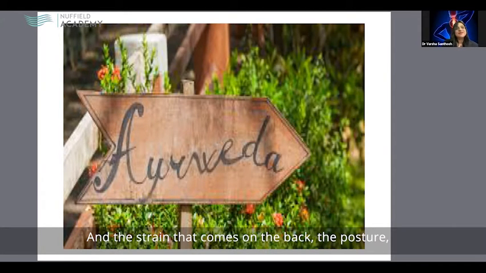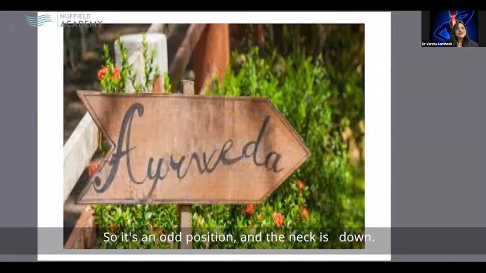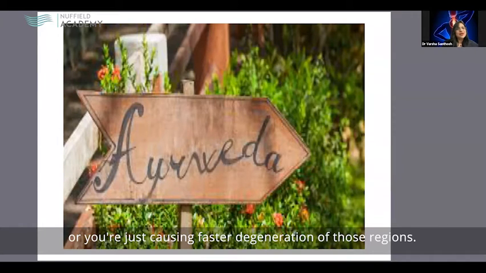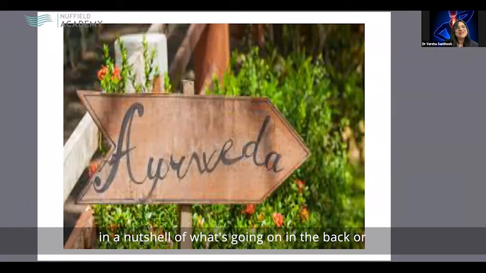And the strain that comes on the back, the postures these days, even if we travel through an MRT, we see everybody's on the phone, whether the person is sitting, standing, leaning somewhere. So it's an odd position and the neck is down. So that's a perfect awkward position where you are actually straining those muscles, nerves, or you're just causing faster degeneration of those regions. So this was a very brief and quick, in a nutshell, look at what's going on in the back, or what we should know.